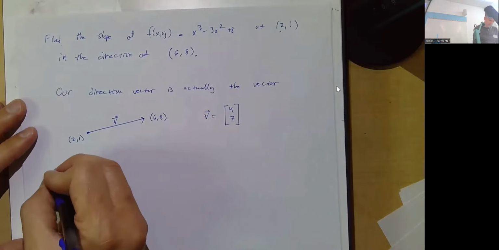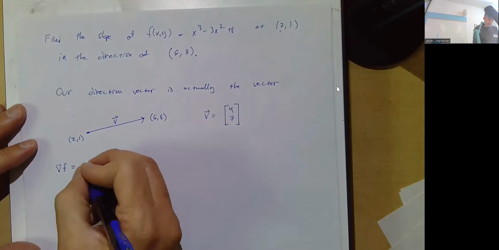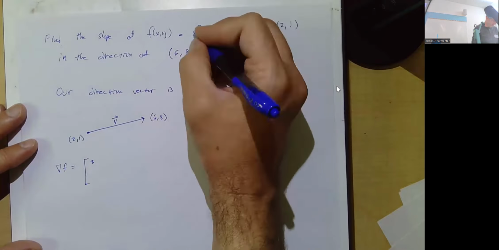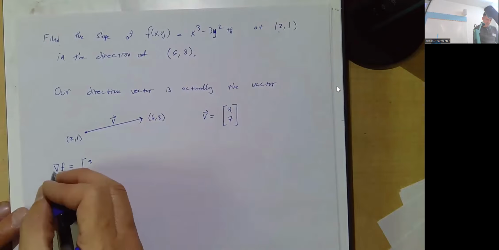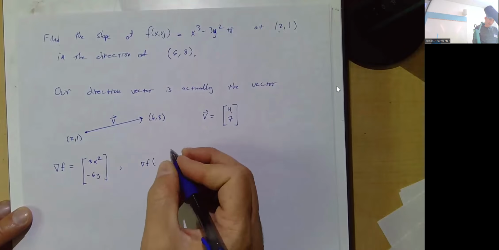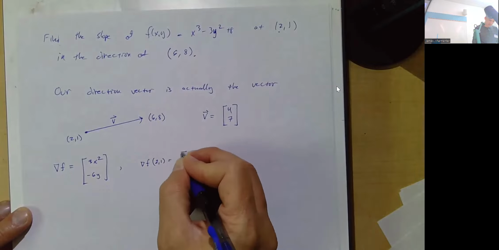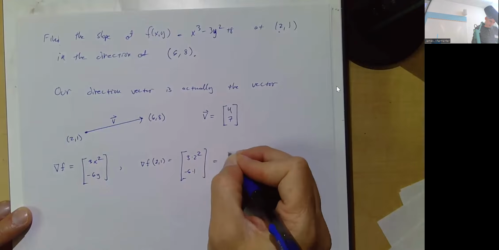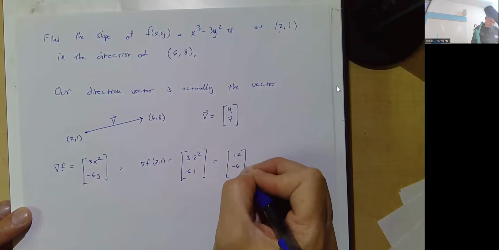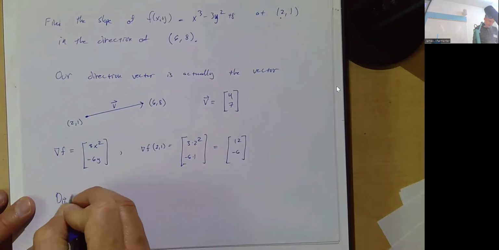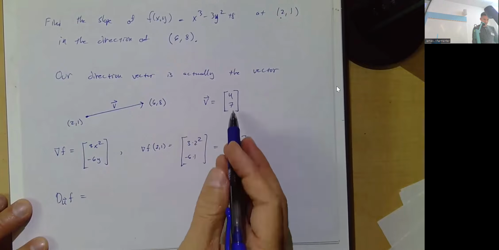So let's find our gradient. Our gradient is the same as it was before. It's 3, oops, that's a 3y squared. Sorry, I wrote an x there. Should be x cubed minus 3y squared. Sorry about that. Our gradient in general is 3x squared and negative 6y. Our gradient at the point of tangency is just going to be 3 times 2 squared, negative 6 times 1. That's 12, negative 6. And then our directional derivative is going to equal the dot product of these two vectors.